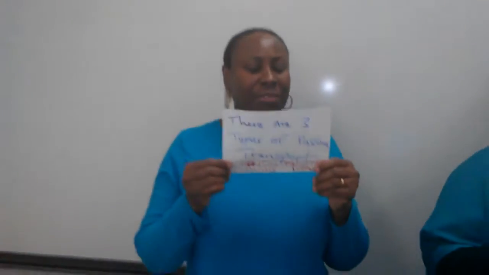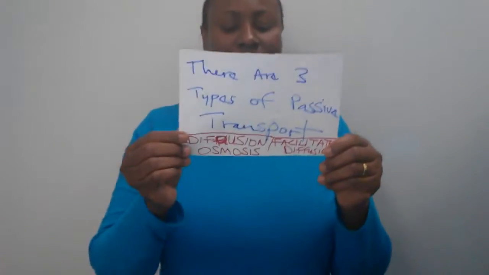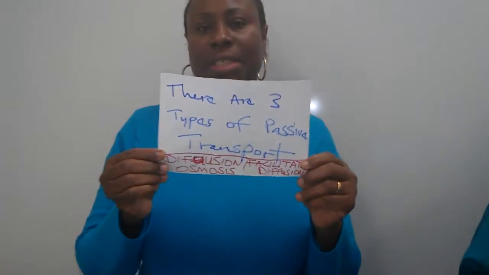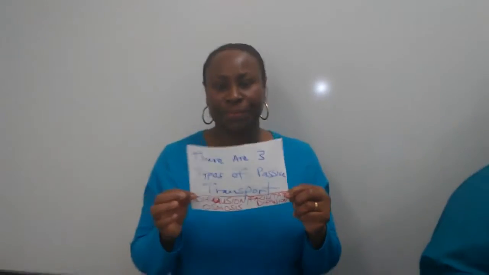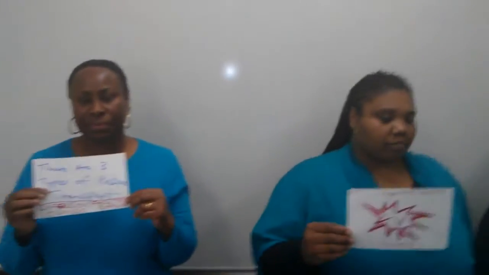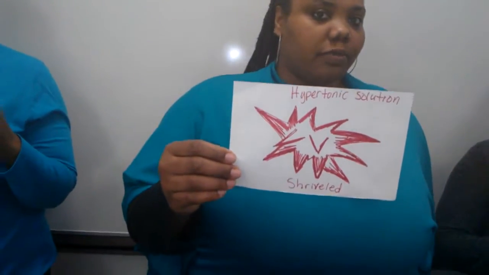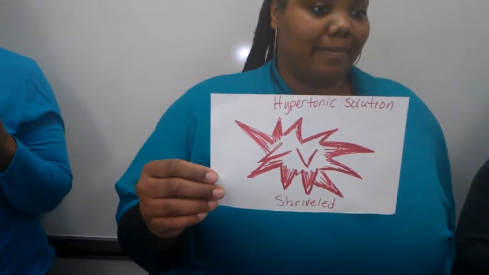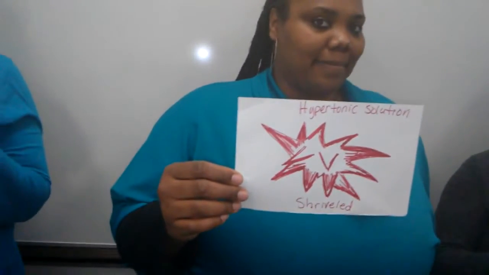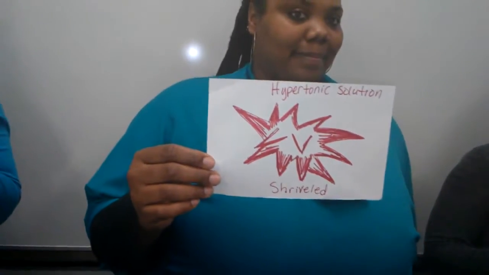Next, we will start talking about passive transport in a little more detail. There are three types of passive transport, and we have diffusion, facilitated diffusion, and osmosis. Going further into osmosis, we can talk about the water balance of cells, starting with hypertonic solution. In the picture you can see here, the cell in a hypertonic solution will lose water, shrivel, and probably die.